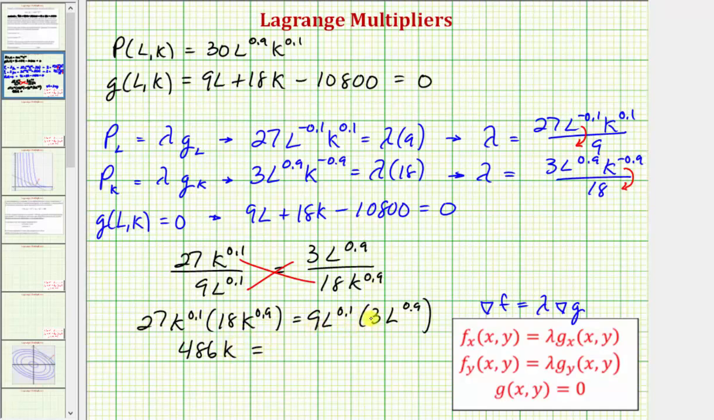Equals, on the right, 9 times 3 is 27. And we have L to the 0.1 times L to the 0.9, which would be just L to the first, or just L. So to solve this equation for L, we'll divide both sides by 27, which gives us L equals 486k divided by 27, which is equal to 18k. So now that we know that L is equal to 18k, what we're going to do is substitute 18k for L in our constraint, which will give us one equation and one variable, which will allow us to find k as well as L. Let's do this on the next slide.